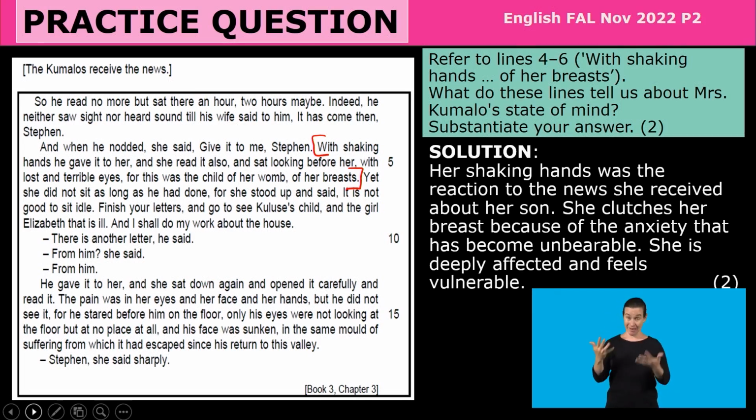It says her hands were shaking because it was a reaction, all right? It's a shock reaction to the news she received about her son. She clutches her breast because of the anxiety that has become unbearable, all right? She is deeply affected and she feels vulnerable. So look at the way in which we interpret the woman's body language, Mrs. Khumalo's body language, into how she receives the news of the arrest of a son. Learners, we are going to take a short ad break, and I will see you soon.